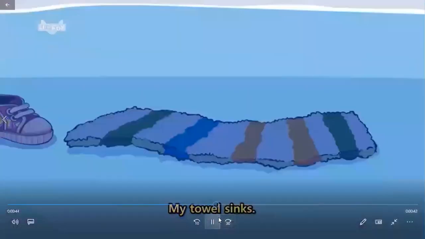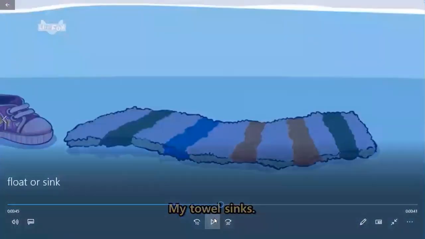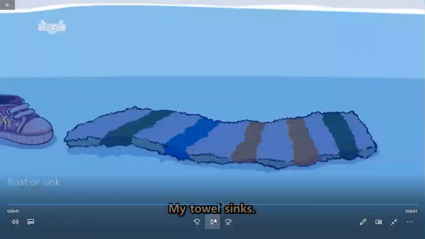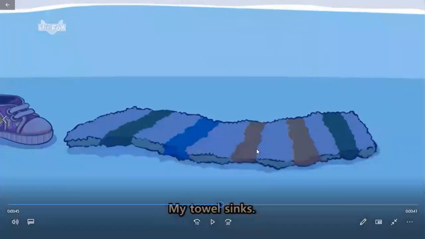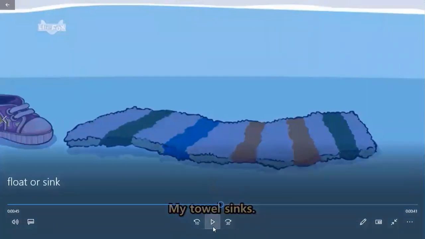My towel sinks. So repeat after me. Sink. We said sink means to go below the surface of water. Repeat after me. Sink. I can't hear you. Sink. Good job.